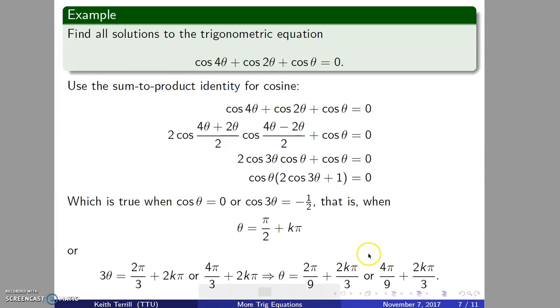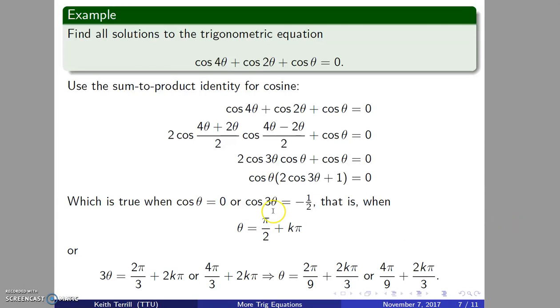So your general solution then for your argument of cosine 3 theta is going to be your two values, each plus 2k pi. So then you've got now, after dividing by 3, 2 pi over 9 plus 2k pi over 3, and 4 pi over 9 plus 2k pi over 3. And if you want to go from here to your everything coterminal with statement, you can.